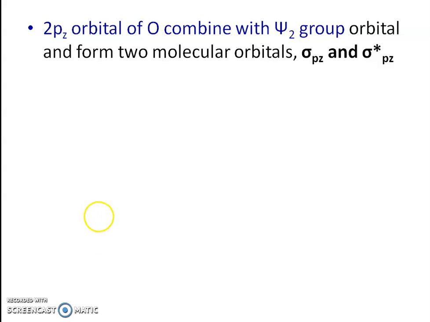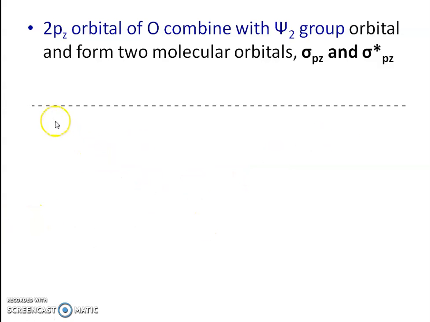Now similarly, 2 more molecular orbitals are formed. Altogether there are 5 molecular orbitals in water. The remaining 2 molecular orbitals are formed by the combination of the 2pz atomic orbital of oxygen with the psi 2 group orbital of the 2 peripheral hydrogen atoms, and these resulting 2 molecular orbitals are sigma pz and sigma star pz. This type of molecular orbital is formed in beryllium hydride also.